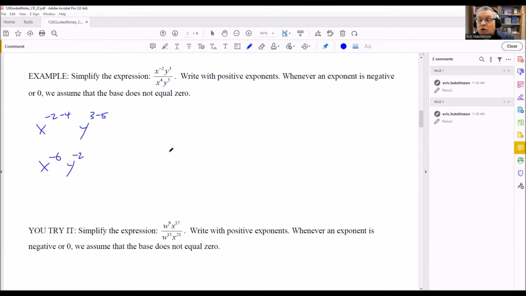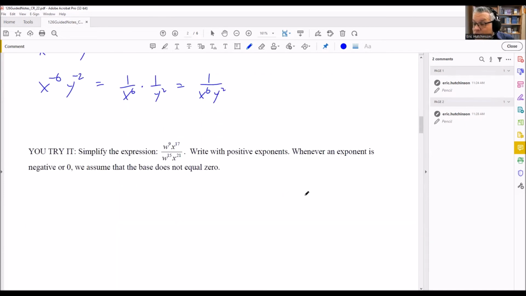Each of these we want to write as positive exponents. So we have 1 over x to the 6th. And that'd be 1 over y squared. We just put it on the bottom of the fraction, and then the exponent becomes positive. You want to multiply across the top and across the bottom. So we have 1 over x to the 6th times y squared. Doesn't really matter what variable you have. We'll do that for the w and the x's down below here.